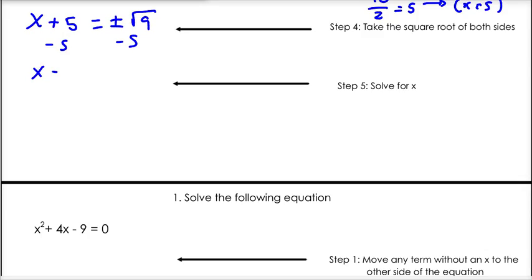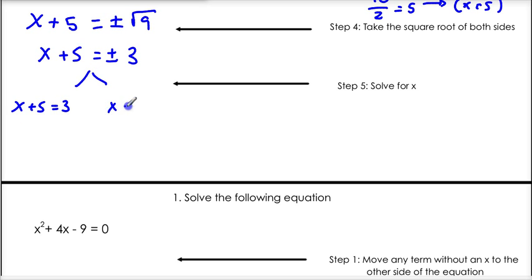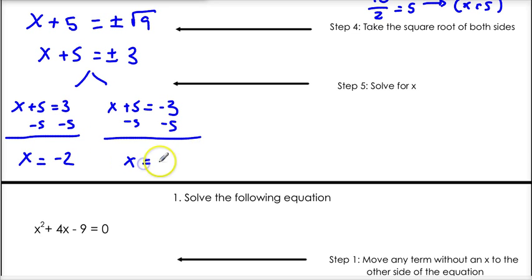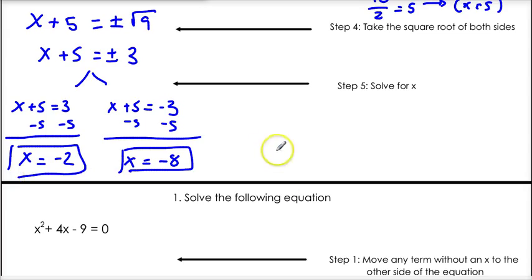Oh, I'm sorry, I skipped a step. This is when you split the equation into 2. Actually, you get x plus 5 is equal to the positive or negative square root of 9, which is 3. We split into 2 sides now: x plus 5 equals 3, and x plus 5 equals negative 3. Let's solve both of these by subtracting 5, and we get x is equal to negative 2, and x is equal to negative 8. And that is how it is done.